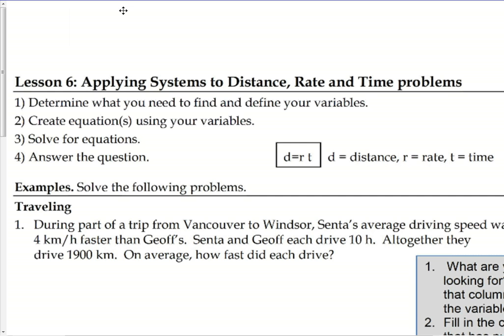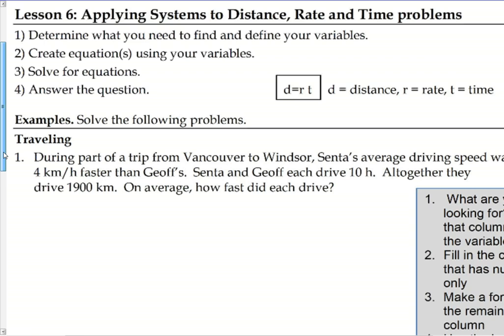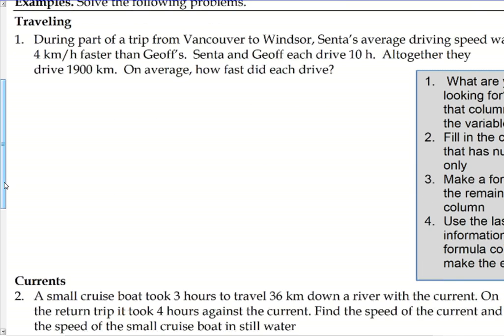Determine what you need to find and define your variables. So that's really important, right? In the question is where your variables are hidden. They'll ask you to find something, and whatever you're looking for is your variable. Then we're going to create equations, and we're going to use a chart to help us create the equations. So how do we use a chart? Well, let's read this question here.